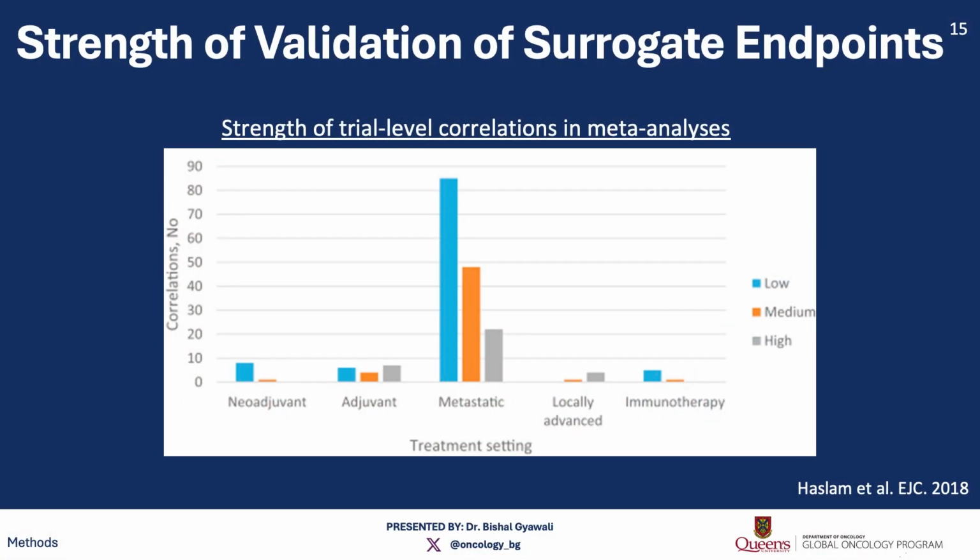So what about the surrogate endpoints that we have that have been tested and tried to be validated so far? And the evidence shows that, as you can see in this graph, especially in metastatic setting, most of the surrogate endpoints have very low trial level correlation. And there are some settings where there is strong validation, but you can see that in the majority of the cases, the validation of the correlation is pretty weak. So despite the name surrogate, they are actually not a good surrogate.